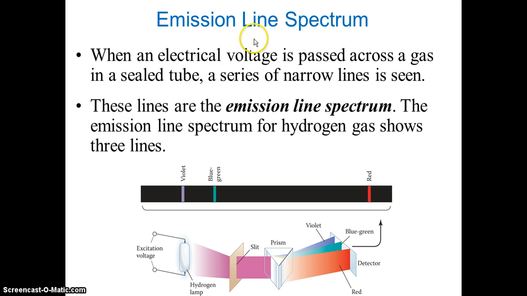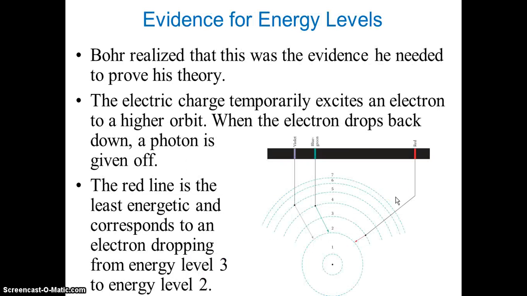Now we'll talk about the emission line spectrum. When an electrical voltage is passed across a gas in a sealed tube, a variety of narrow lines is seen. You can see these lines are the emission line spectrum. For example, this is hydrogen gas in this tube, and when we pass voltage, the hydrogen atoms are excited, and you can see violet, blue, green and red colors in the emission spectrum.